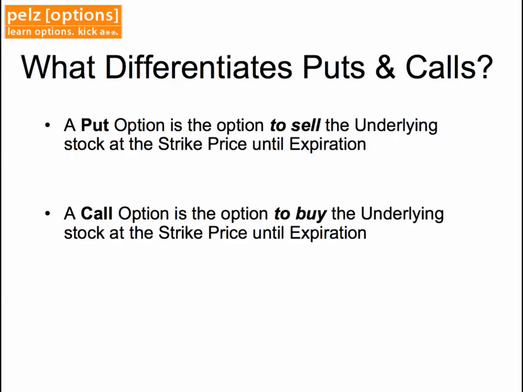Okay, what differentiates puts and calls? A put option is the option to sell the underlying stock at the strike price until expiration. It's basically you're putting your stock to someone else. A call option is the option to buy the underlying stock at the strike price until expiration. So basically you're calling the shares away from someone else. Very simple.